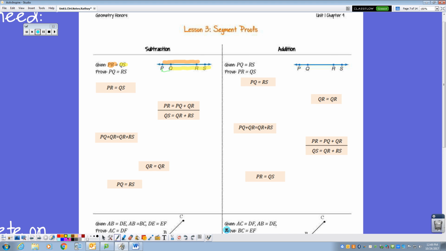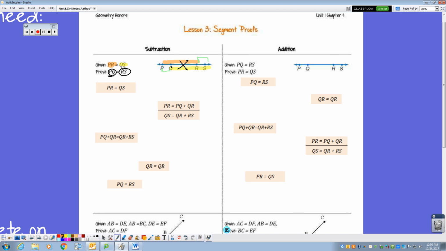Now, because the overhang is smaller than the original segment, that's a hint to me that I need to be taking some of the segment away, which means I'm using subtraction to complete this proof. And the piece I'm subtracting is this overlapping piece in the middle. So looking at my picture, I have PR, and if I got rid of QR, I'm left with PQ, which is what I want. And if I have QS, the yellow segment, and I got rid of QR there also, I'm left with RS. Getting rid of means I need to do some subtraction.